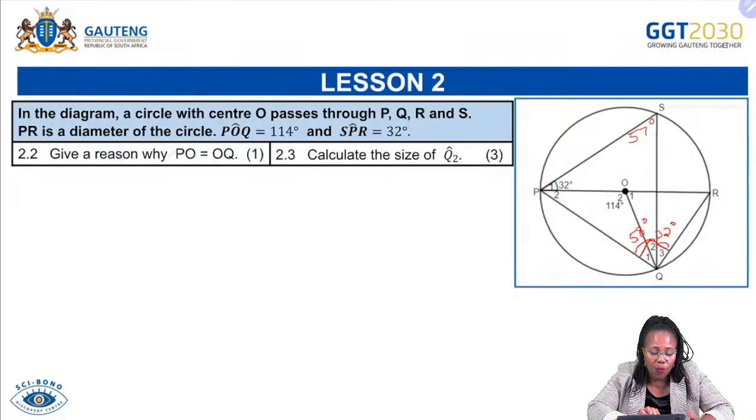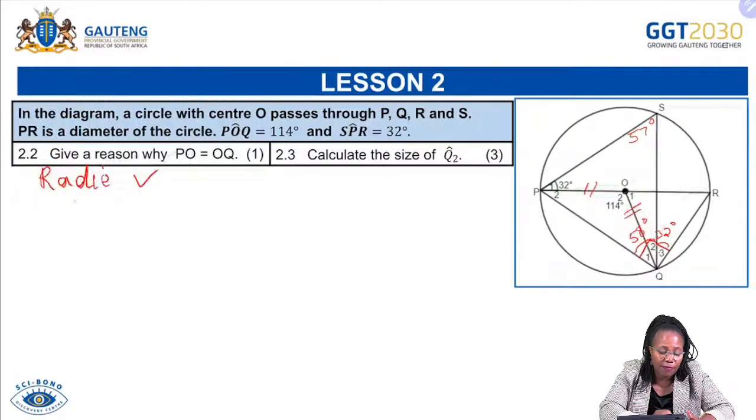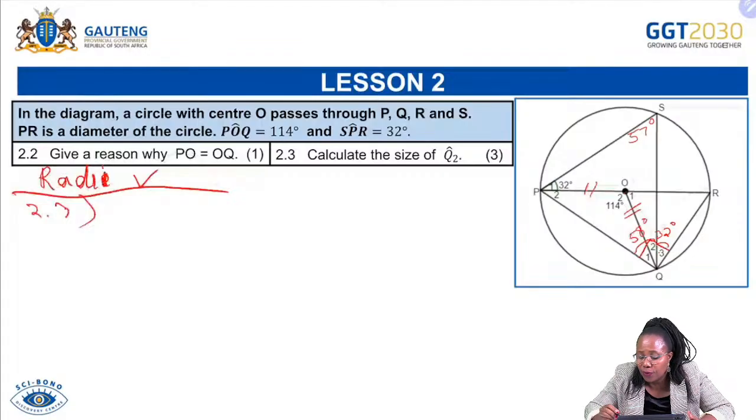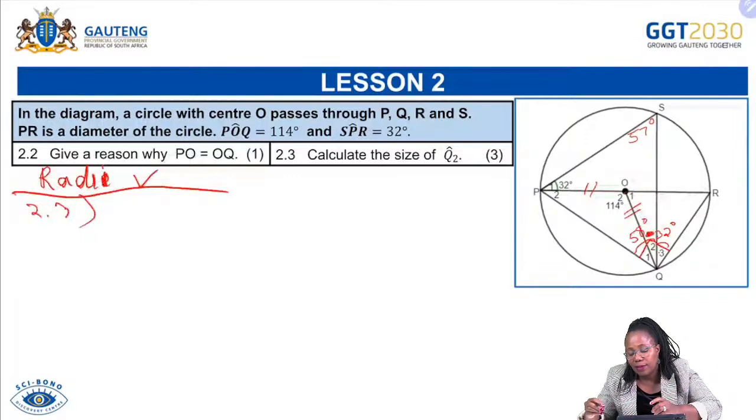Give a reason why PO is equal to OQ. What is the reason, grade 12? It is because they are radii. Both of them are lines from the center to the circumference. It's 1 mark for that. And then 2.3, calculate the size of Q2. Q2 is this part here, it is part of 58 now. We want to take it out of 58, right?